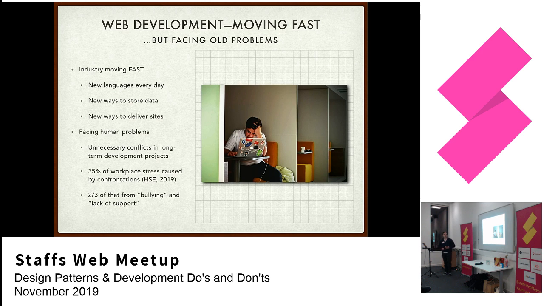Now, the HSE, the Health and Safety Executive, found that 35% of workplace stress was actually caused by interpersonal confrontations, two thirds of that from things like bullying and lack of support. Now, this seems quite high, and I looked at the stats, and actually about 40% of the stress was caused by the workload itself, the sheer amount of work you have to do each day. But it seems almost crazy that almost the same amount is caused by just having conflicts with the people we work with.